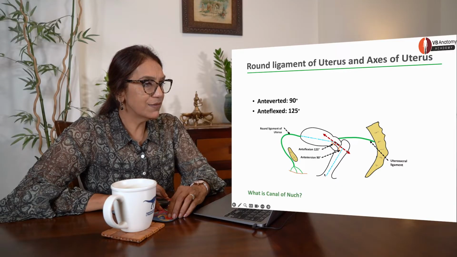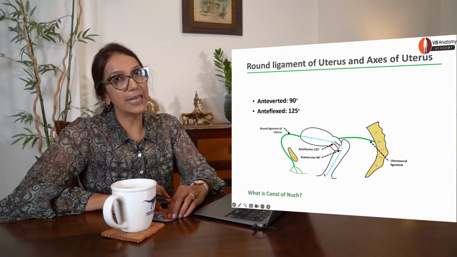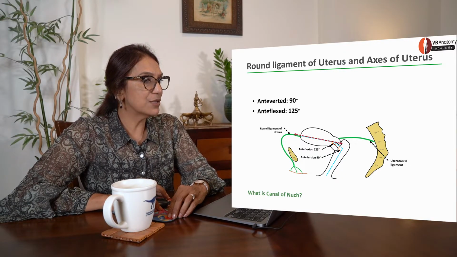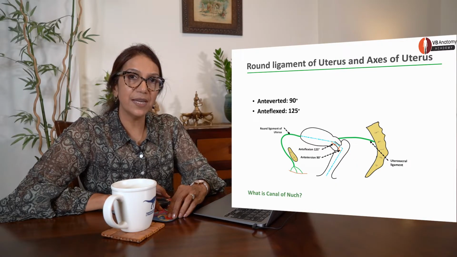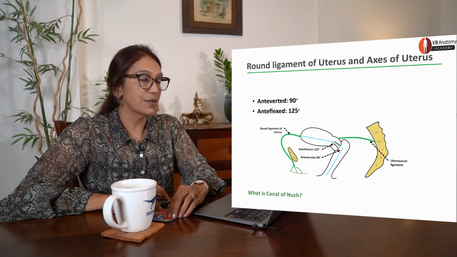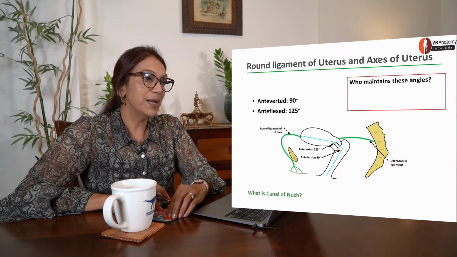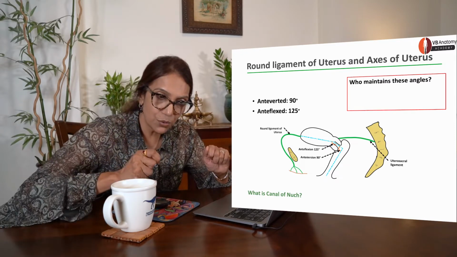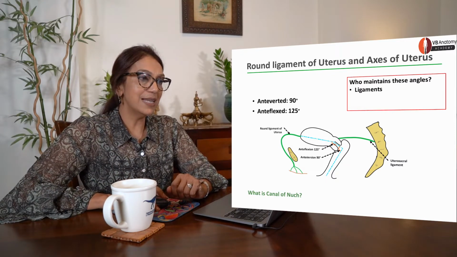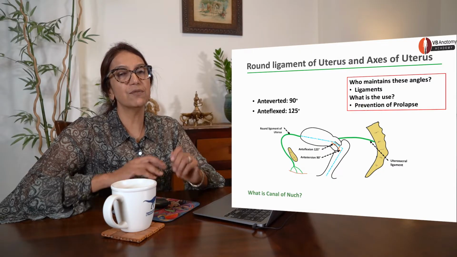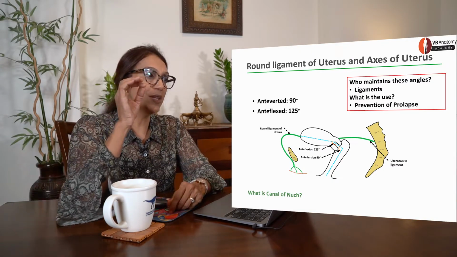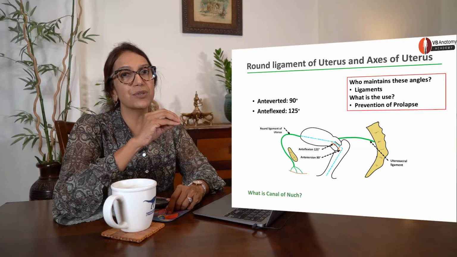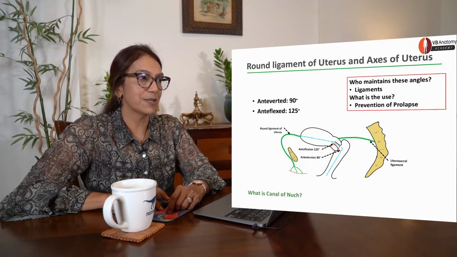So here is the angle of cervix, here is the angle of vagina. This is the angle of anteversion, 90 degree. This is the axis of uterus, this is the axis of cervix. Angle between them 125 degree, angle of anteflexion. Why are we talking about this? Because these angles are maintained by the round ligament of uterus, which keeps the uterus pulled forwards, and this situation prevents the uterus from prolapsing out, and therefore the position or the angle of uterus itself prevents prolapse.